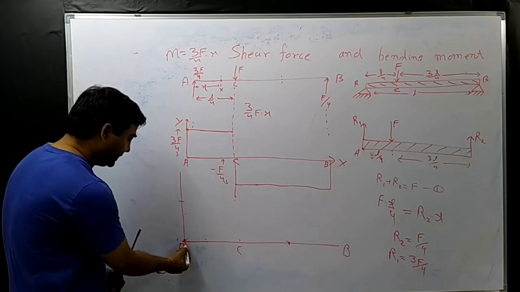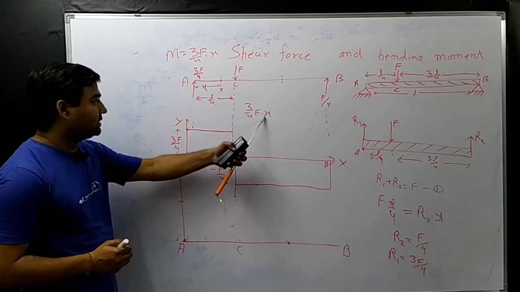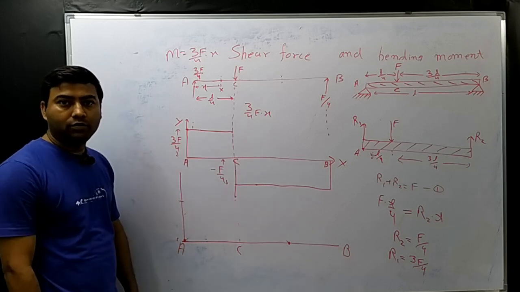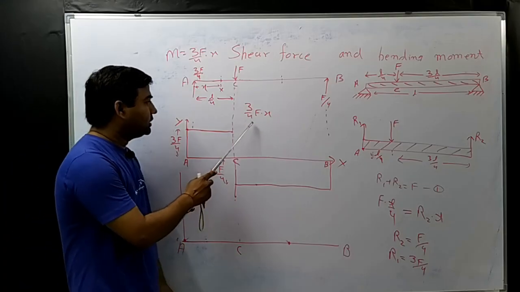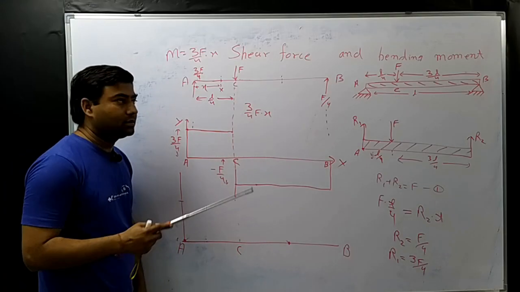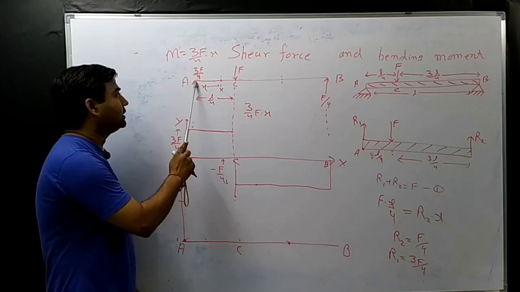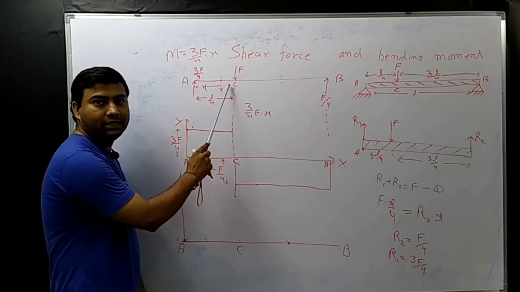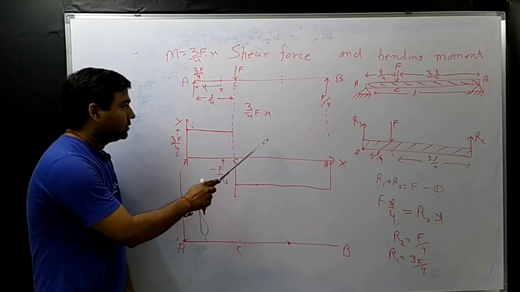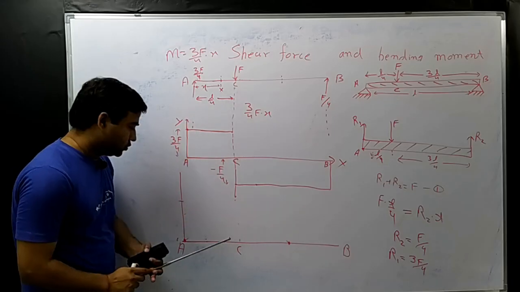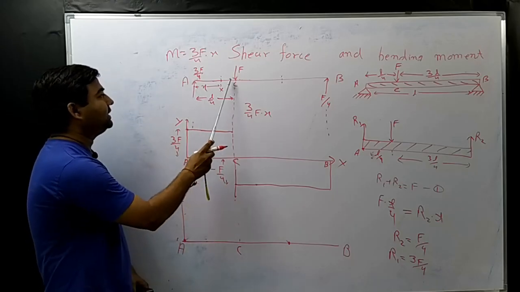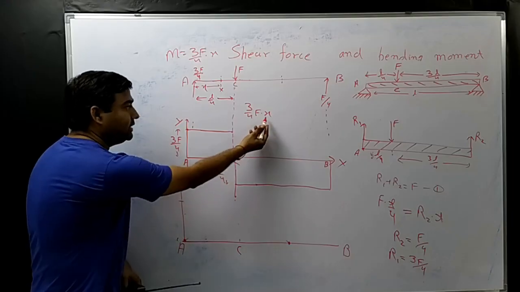So when we start from point A, x is 0. So at point A, bending moment will be 0. And from the equation you can see this is increasing linearly with x. That is, when we are moving towards C from A, x is increasing. So it is proportional to x. So the expression of bending moment between A and C will be linear.